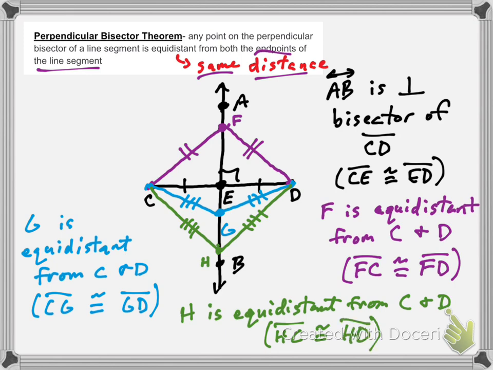So you get the idea. Any point I pick on that perpendicular bisector is going to be equidistant from the endpoints. That's what the perpendicular bisector theorem means. So all the practice problems we're going to do are going to be based off of all of the information I just gave you.